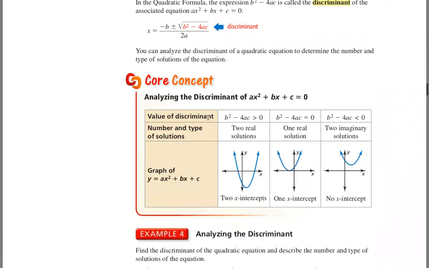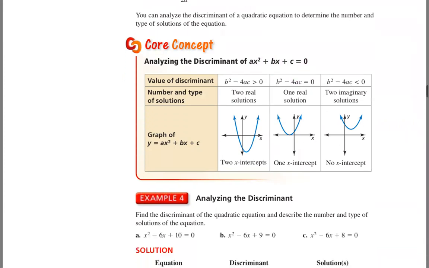Okay, if it's greater than 0, you got 2 real solutions. Okay, if it's equal to 0, you got 1 real solution. Not the equation, just the discriminant. Okay, a lot of people get that confused. They'll say, oh, the equation is equal to 0, there's 1 real solution. No, it's not the equation, it's just the discriminant. Okay, if the discriminant is a negative number, you're going to have 2 imaginary solutions. Those are the 3 types of answers you can have right here.